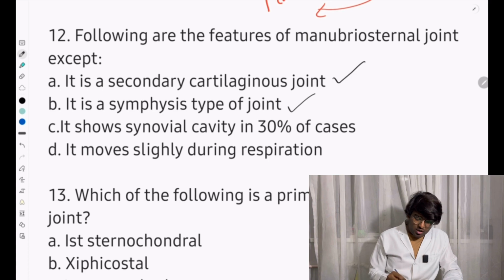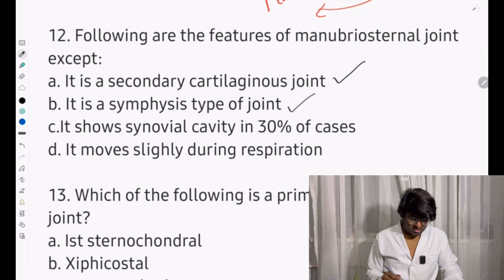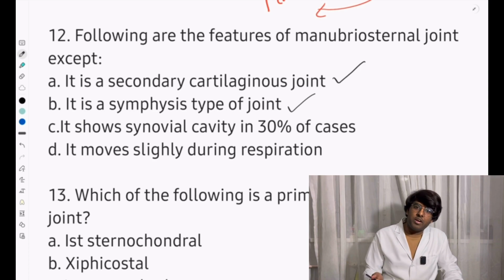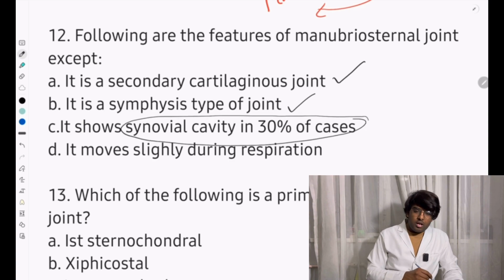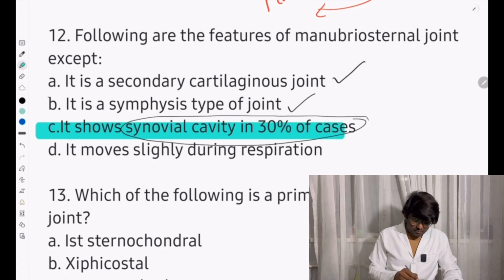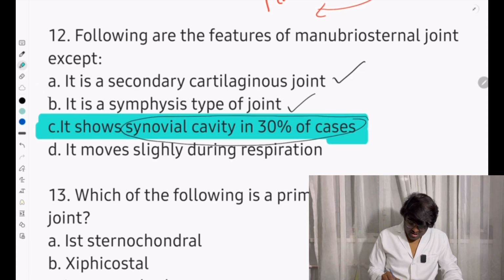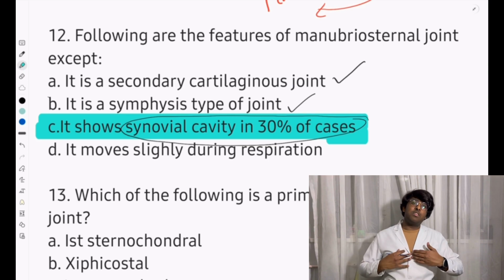Then it shows synovial cavity in 30% of cases. I already told that it is a kind of secondary cartilaginous joint, and a type of symphysis joint. Then why is there an option about this synovial cavity? Yes, you are right. This is the right answer for this question, because it is a wrong statement. Okay, fourth one, it moves slightly during respiration. Yes, it will move anteriorly and posteriorly when you are taking the breath, this will move.